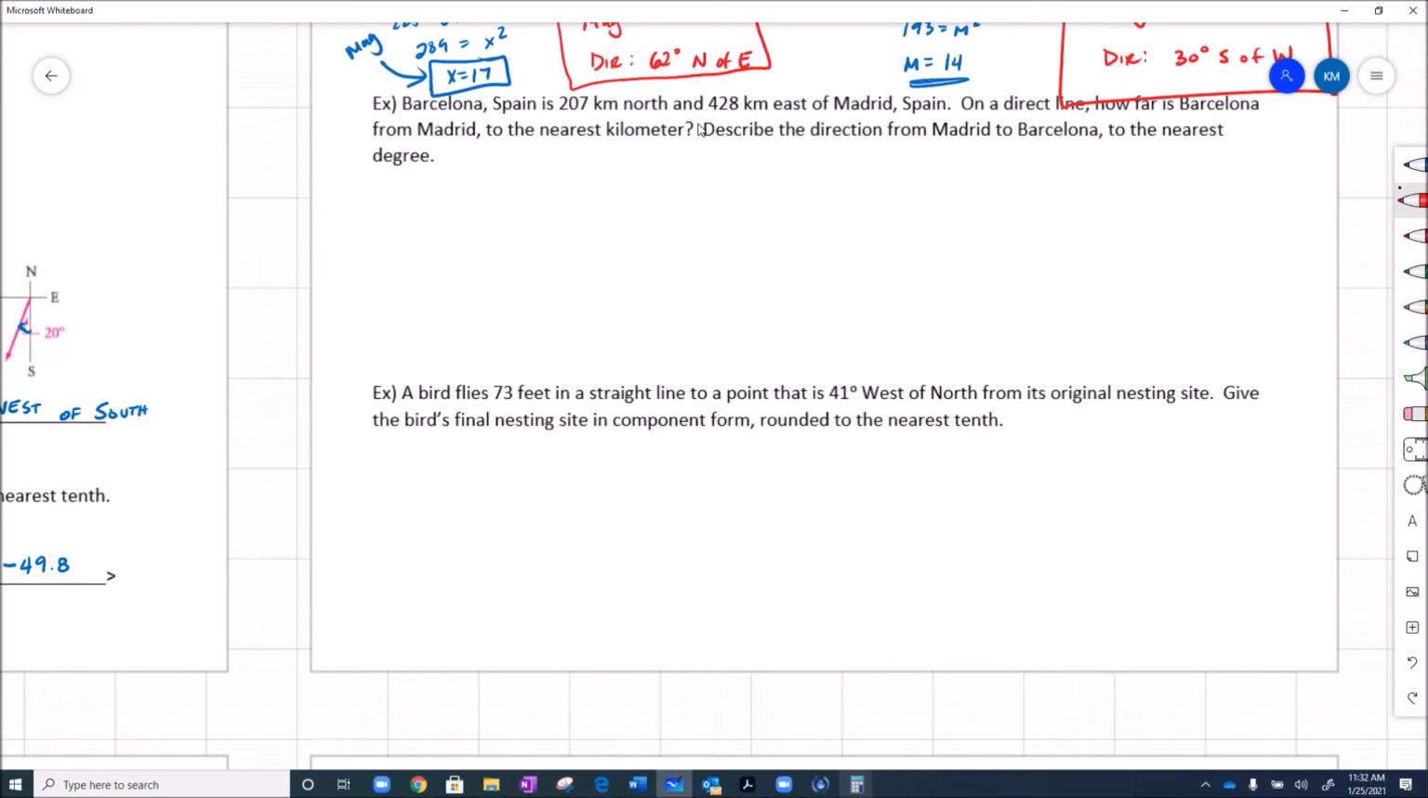So here, look at our plane. We're going to make a coordinate plane of this. And we got Madrid here. Just label this point M. Okay, and it says Barcelona is 207 kilometers north and 428 kilometers east. So as I look here, this is 428. This is 207. All right. So on a straight line, they're asking us, hey, on a straight line, how far is this? They're asking us what this distance is.